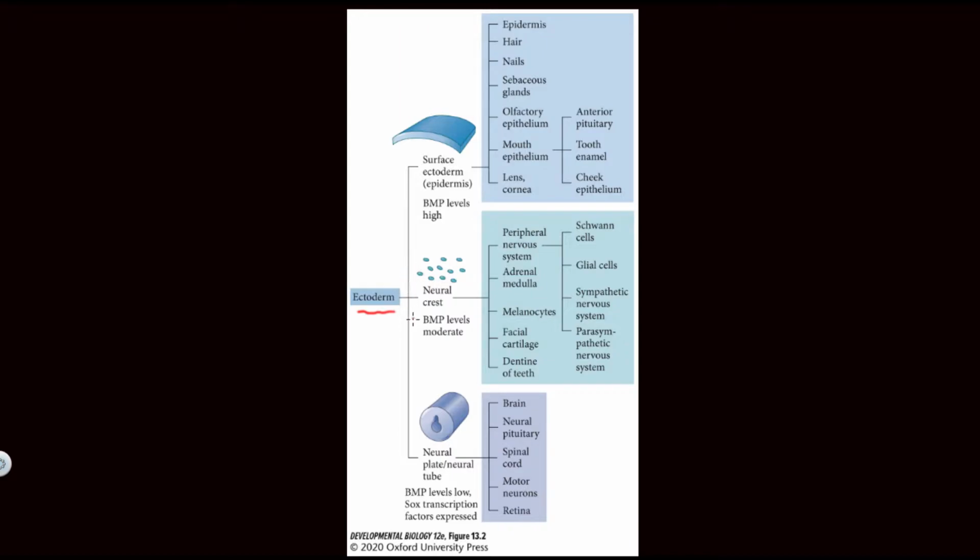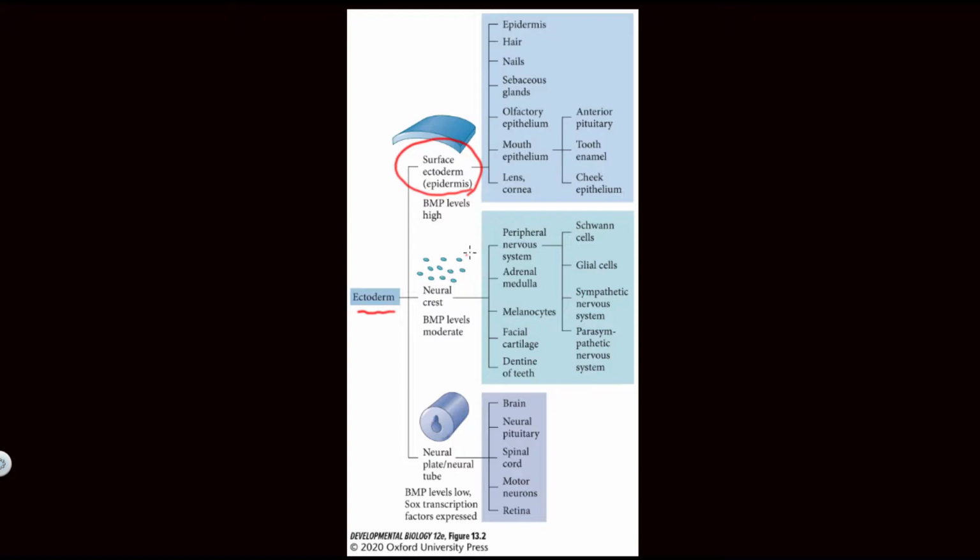It'll develop into 3 main tissue types. One is what we call the epidermis, or the surface ectoderm. And if you look here to the right, here are all the different subgroups of tissue types: hair, nails, glands, the epithelial lining of your mouth, the lens of your eye, the cornea, tooth enamel, and so on. There's another set of cells that derive from the ectoderm, and they're called neural crest cells.